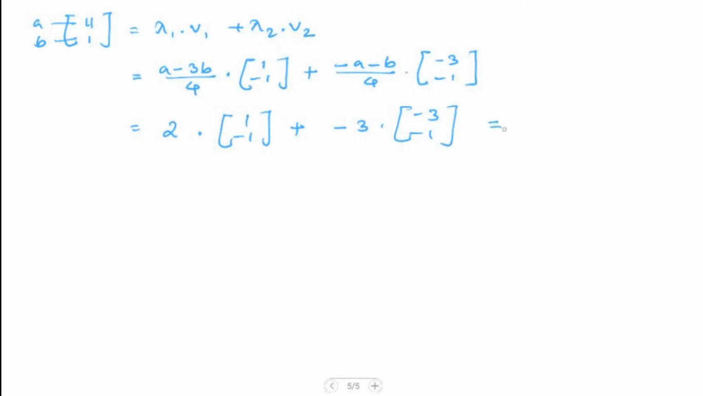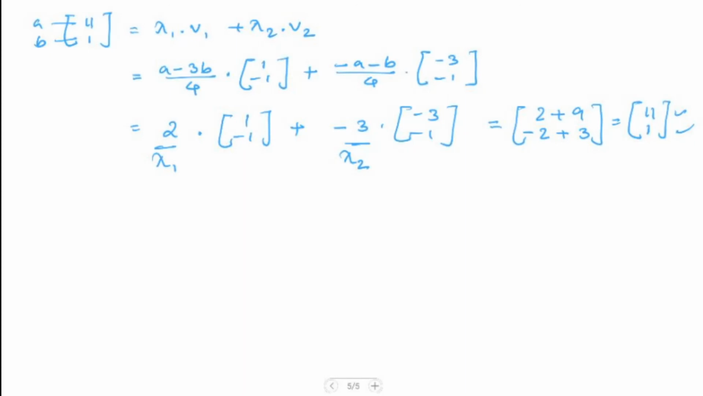here you will get 2 times 1, that's 2, minus times minus is plus, so we have plus 3 times 3 is 9, and then here we have 2 times minus 1 is minus 2, and plus we have minus 3 times minus 1 is 3. So that is equal to 2 plus 9 is 11, and 3 minus 2 is 1. So you can see that we can take any vector (a, b), and we can get our real numbers lambda 1 and lambda 2 as we got here.